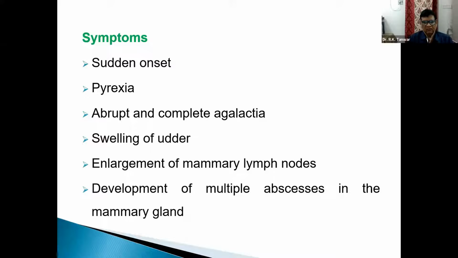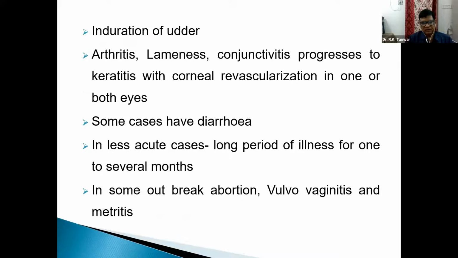There is a swelling of the udder, enlargement of the mammary lymph nodes, and development of multiple abscesses in the mammary glands that you can examine. Then there is induration of the udder, arthritis, lameness, conjunctivitis, progressing to keratitis and corneal revascularization in one or both eyes. Some cases have diarrhea also. In the less acute cases, there is a long period of illness, for 1 to 7 months, because the owner does not care for it. So when there is a problem, then he will bring it out. In some outbreaks, abortion, vulvovaginitis and metritis occur.